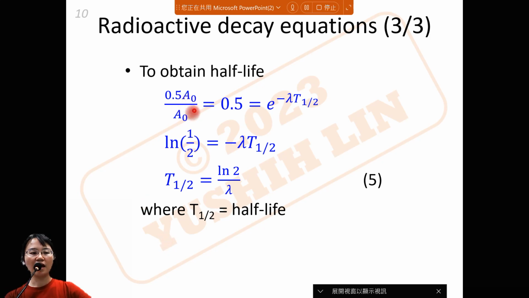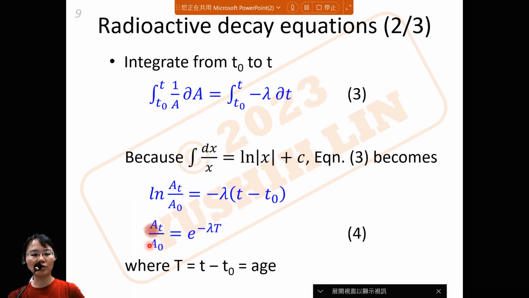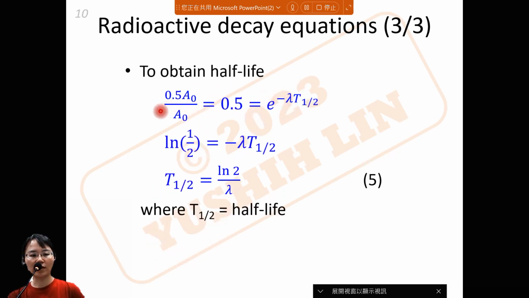Half-life. Half-life, by mathematical definition, is when the concentration is only half of the original. So it's 0.5. You can put this relationship into this equation. Then you get this one. Then you recast the whole equation. You get this one. T is the half-life. It is natural log 2 divided by lambda. This is half-life. This is lambda.